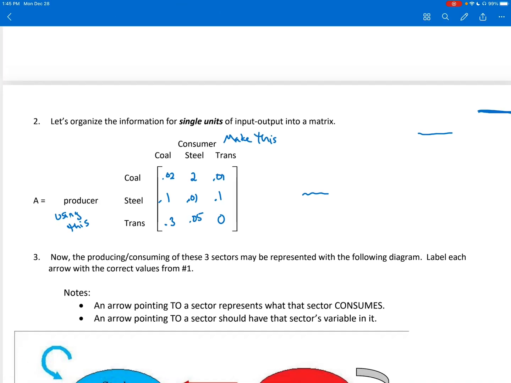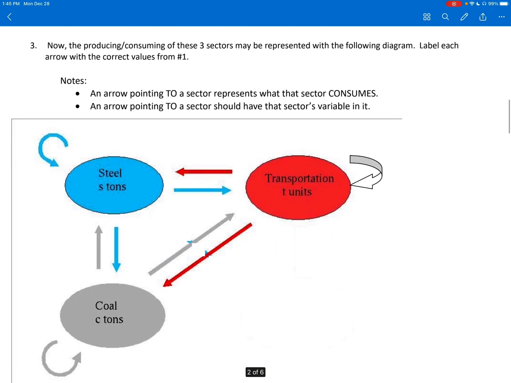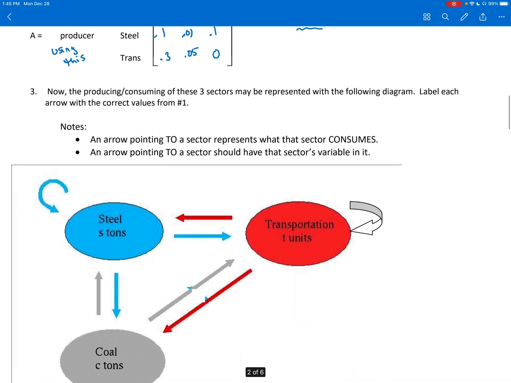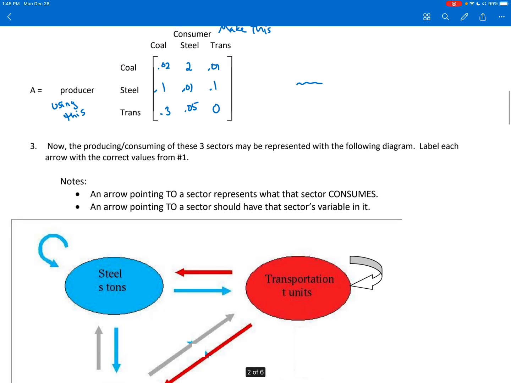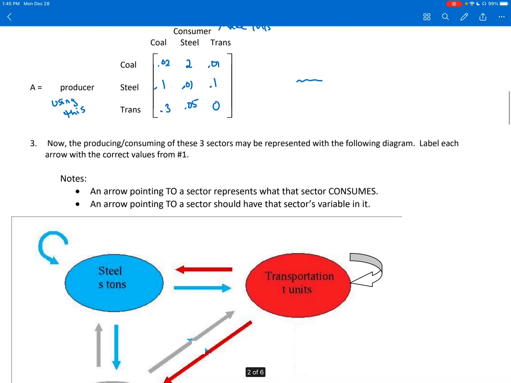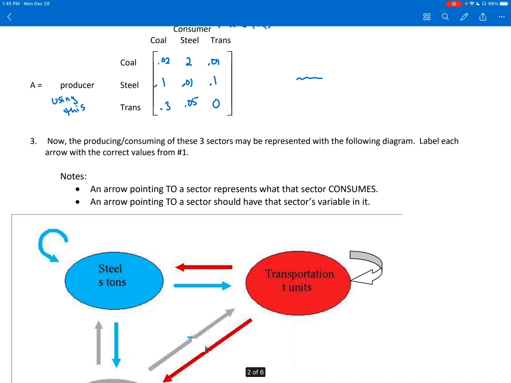Now, a lot of times what you will see is a flow diagram of the sectors. And whenever you are drawing these, what's very important is that if the arrow is pointing to a sector, that's what the sector is consuming. So again, that is like the columns up here. Whenever an arrow is pointing to that sector, it needs to have that variable in it.